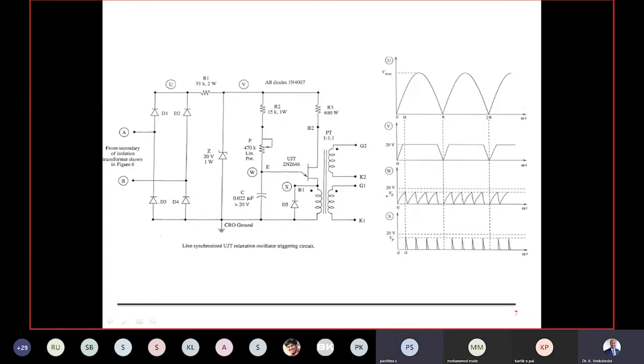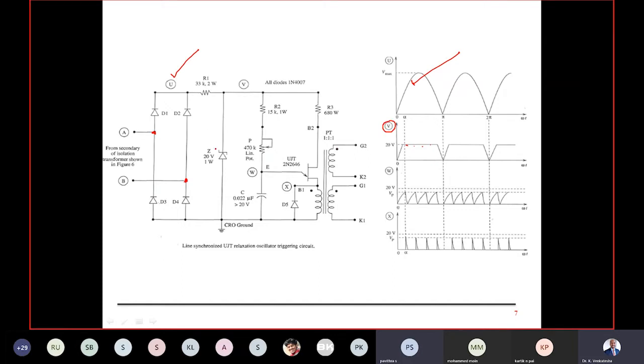Yes, sir. The supply that's given to the circuit is given at the terminals A and B, and there's a bridge rectifier there. After full wave rectification, the waveform is seen at point U, and then the same voltage appears across the Zener diode, and it's chopped off at 20 volts, and the waveform is seen at V.